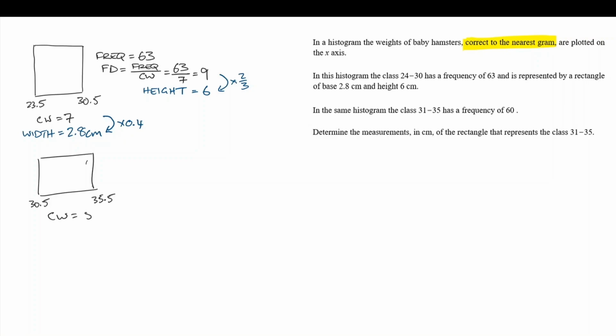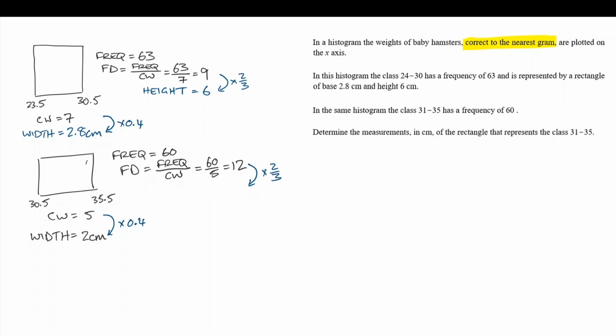First things first, let's get the class boundaries, remembering to use 30.5 and 35.5. That gives us a class width of 5. Apply the scale factor of multiplying by 0.4, and we know that the drawn width is going to be 2 centimeters. Moving on, there's a frequency of 60. Frequency density, that's going to be our 60 divided by our 5, which gives us 12. Same scale factor, multiplying by 2/3, gives us a height of 8 centimeters.